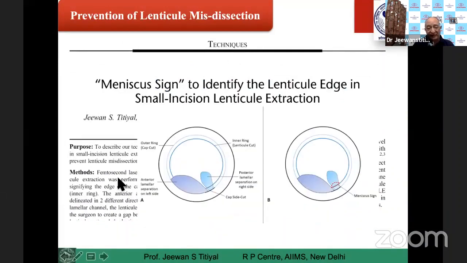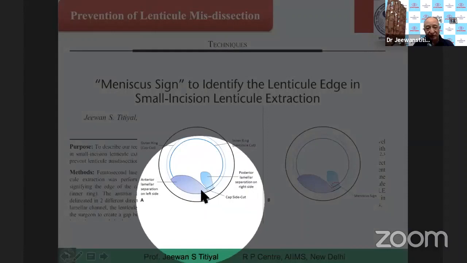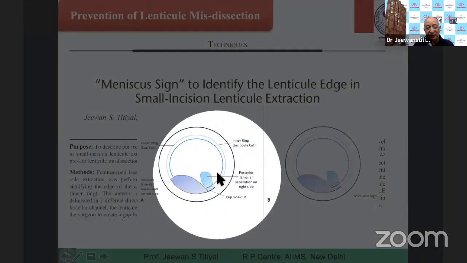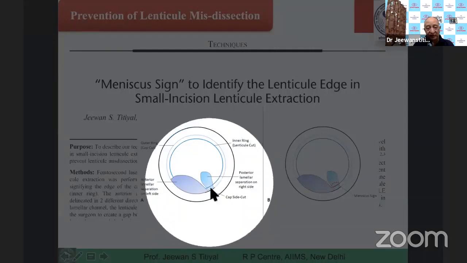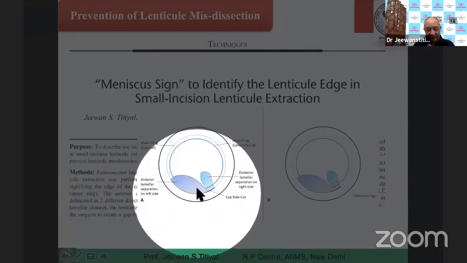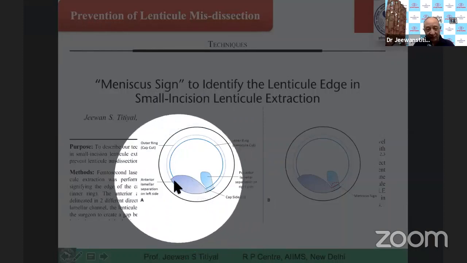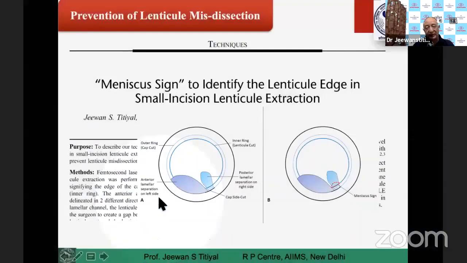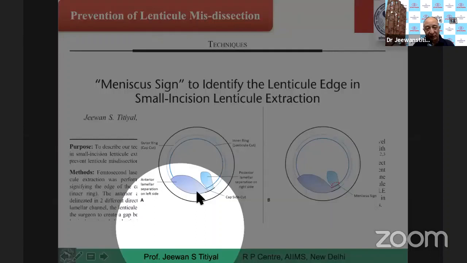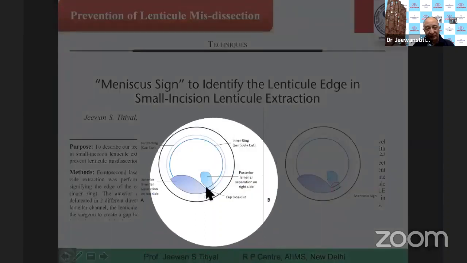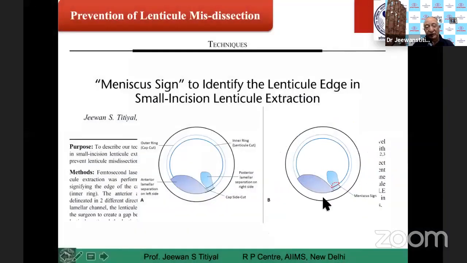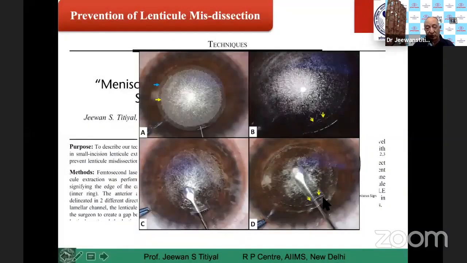As I said, for beginners, first you dissect anteriorly towards the left-hand side, then dissect posteriorly. If you see here, once you are doing an anterior dissection, the circle is not visible. If you don't see the ring, that means you are posterior to the lenticule's posterior surface. If you are anterior to the lenticule, the ring will still be visible. And if you nudge this anterior dissection, you create a little meniscus, which tells you that you have dissected the lenticule both anterior and posterior.